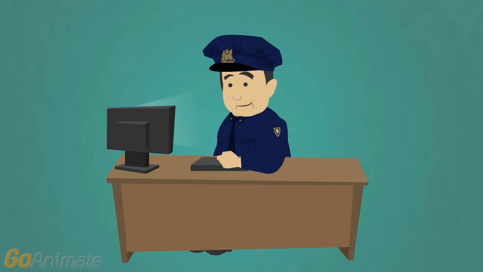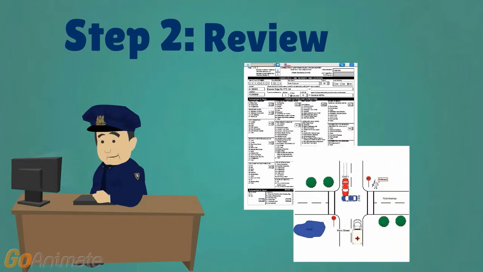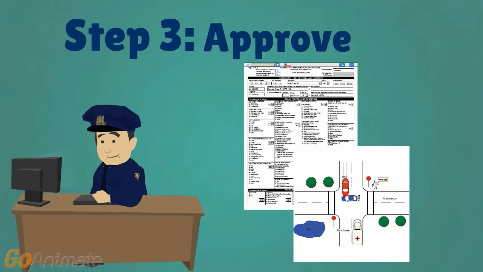After that, the job is handed off to the supervisors. Supervisors will complete Step 2, Review, by reviewing the PDF and diagram that the officer has saved in the pending folder. If all of the information in the PDF is correct, then the supervisor will complete Step 3 and approve the crash report.